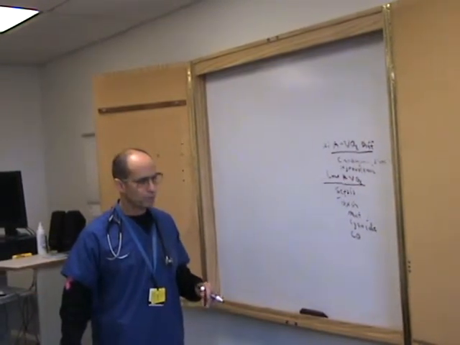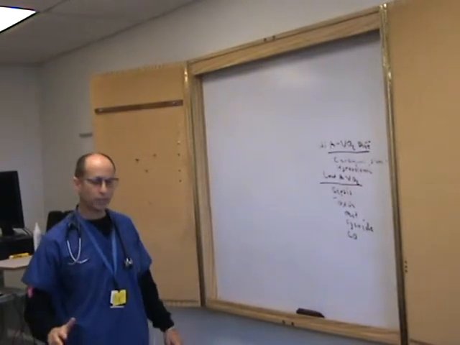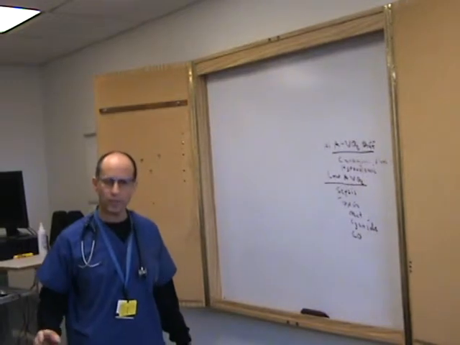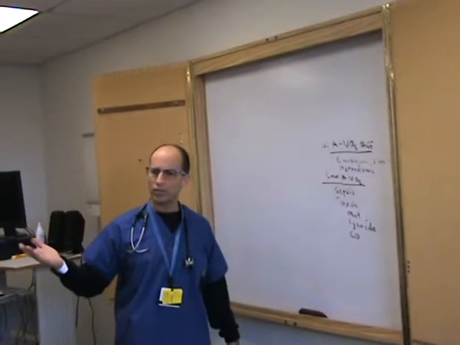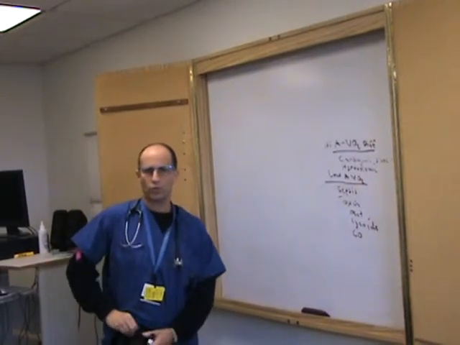And one of the things that you can do, one of the board questions I had was, a guy comes in septic, he's a pacemaker dependent guy. He's having difficulty. What do you do? You turn up the pacemaker rate to increase his cardiac output.